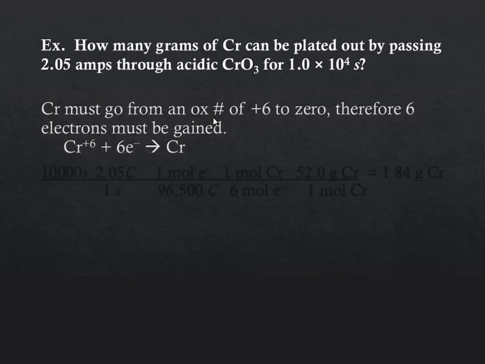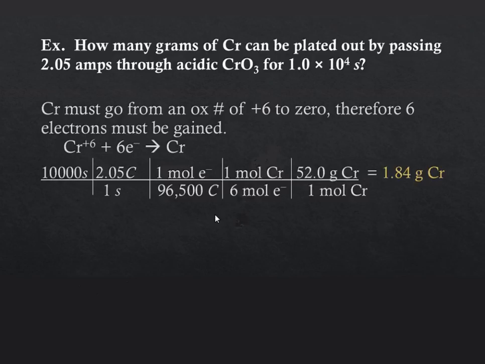Chromium must go from an oxidation number of positive 6 to 0. So what you need to notice here is you have a 0, you have positive 6. It's not, it's chromium trioxide. I apologize. Positive 6 here, 0 here. So that's 6 electrons being gained per transaction. So 6 moles of electrons per mole of chromium.